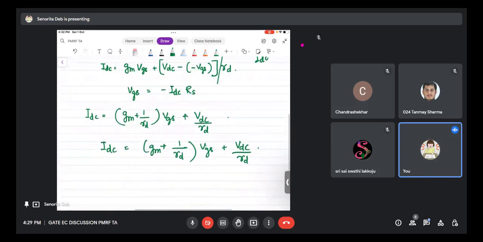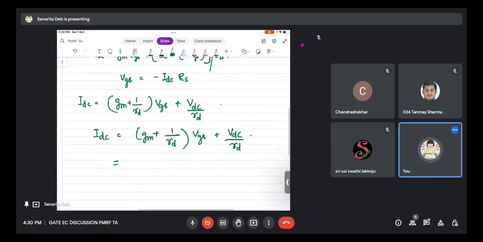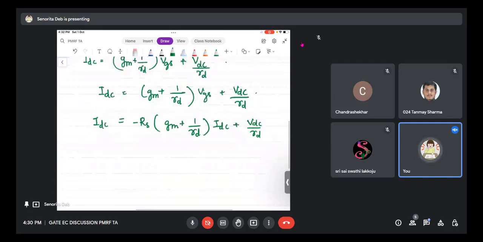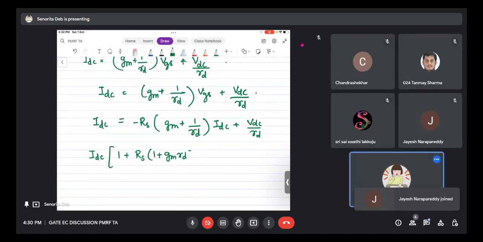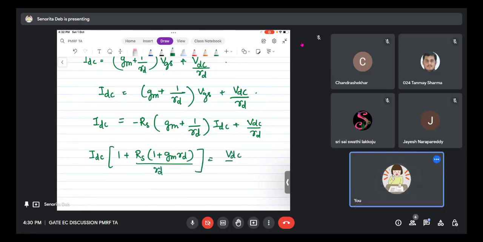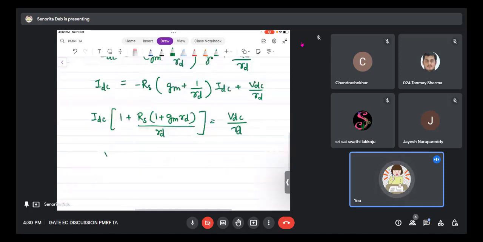Yes, now it is fine. So now you can put VGS as IDC RS. So this will be minus RS GM plus 1 by RD into IDC plus VDC by RD. Take IDC to one side. You will get 1 plus RS (1 plus GMRD) by RD, and then VDC by RD, and then you will get VDC by IDC equals RD plus RS (1 plus GMRD).